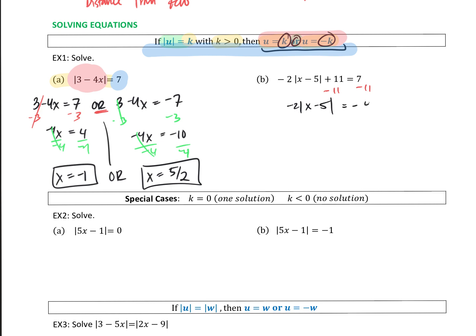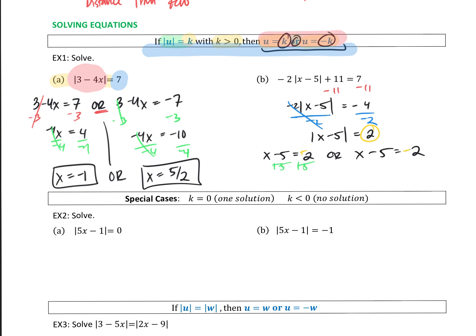So that's going to be negative 4. Dividing by the negative 2, the absolute value of x minus 5 equals 2. So again, we can split this up into an OR statement. x minus 5 is equal to the positive, or x minus 5 is equal to the negative version. Again, taking the positive or negative of this one. Positive, negative. And then solving.